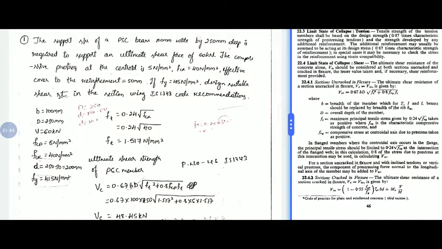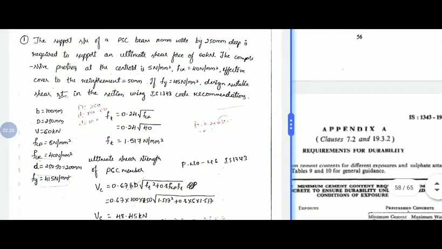B, width of the beam, is 100, overall depth is 250, shear force is 60 kN, FCP 5 Newton per mm square, FCK 40 Newton per mm square. So effective depth is overall depth minus cover, 250 minus 50, 200, and Fy 415 Newton per mm square. So Ft, the tensile strength of concrete, we need to know. For that we have 0.24 root FCK. You have this in the code book.